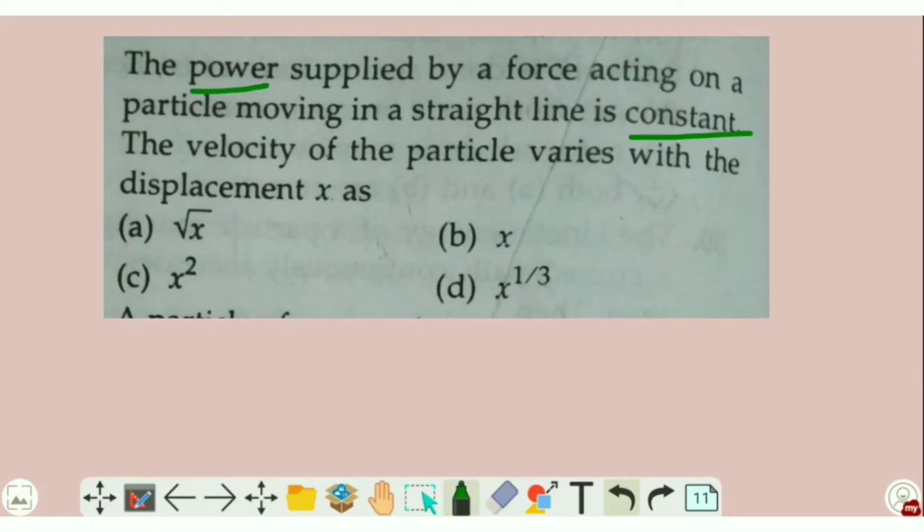The velocity of the particle varies with the displacement x. So we have to know what is the relation between velocity and x. Okay, so let's get started. We have the information only, P is equal to constant. Let this constant be equal to k.